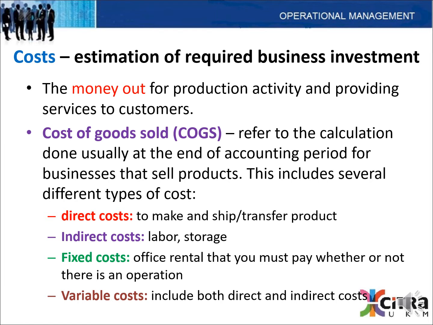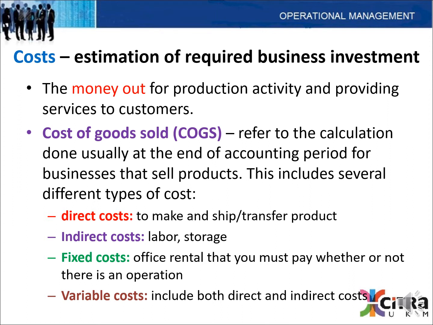So what is cost then? The cost refers to the calculation which is usually done at the end of the accounting period, for businesses that sell products. These include several different types of costs, which are direct costs, indirect costs, fixed costs, and variable costs. You need to bear in mind each of these different types of costs.